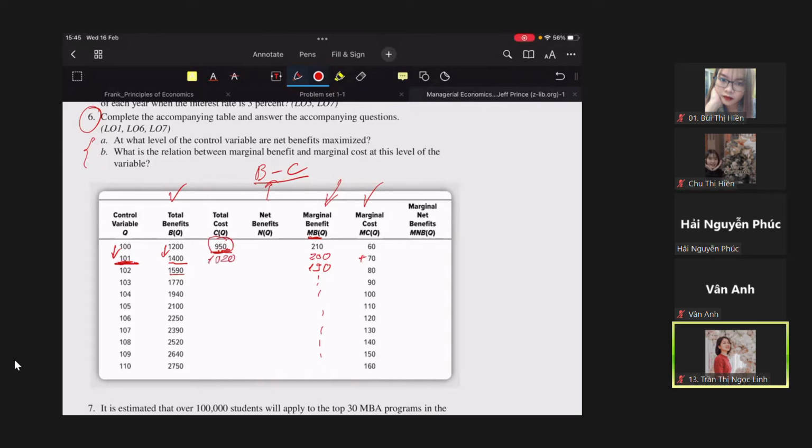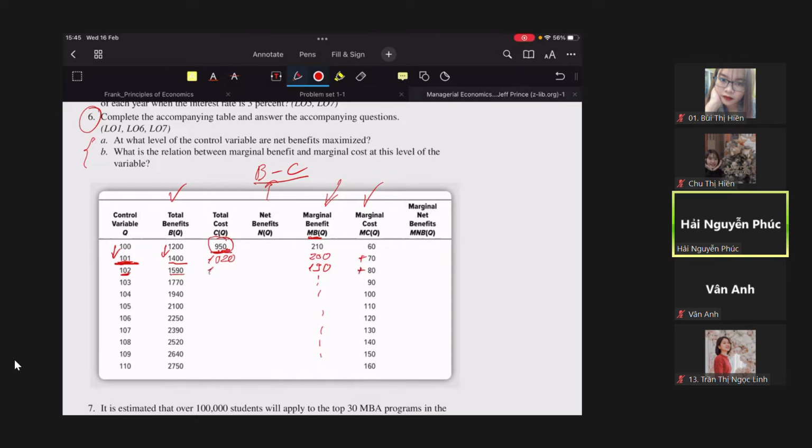The next point, for example, 102: 1020 plus 80. So it is going to be 1100, and so on. Now, based on the BQ and CQ, you can compute the net benefit.